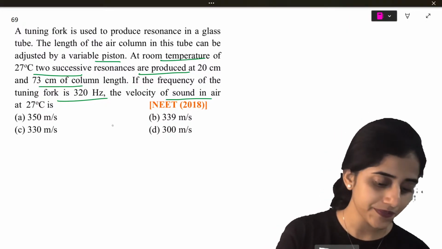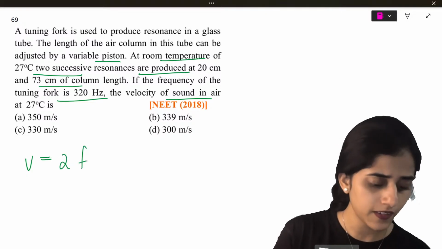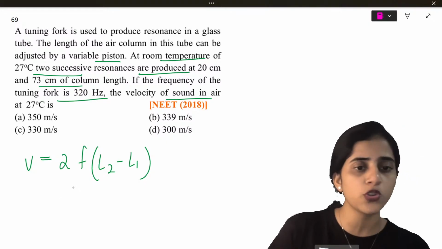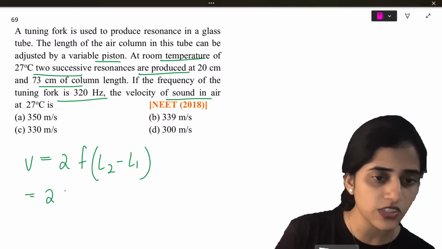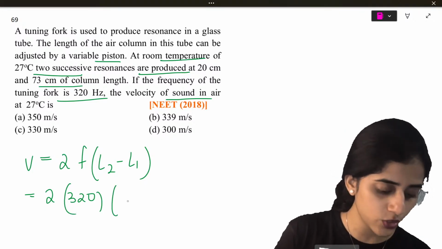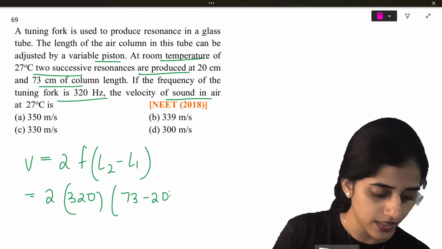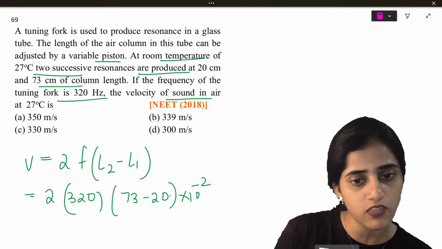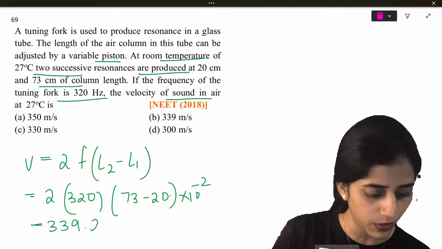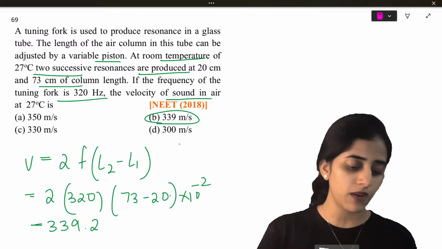Let's help her. So what is the formula? V is equal to 2f(L2 minus L1). I'll tell you how I got this formula, but if you know this formula, it is very easy. You just have to substitute. What is the frequency? 320 into (L2 minus L1), which is 73 minus 20 centimeters. So I will put 10 raised to minus 2. So this is going to be 339.2. Let's say 339.